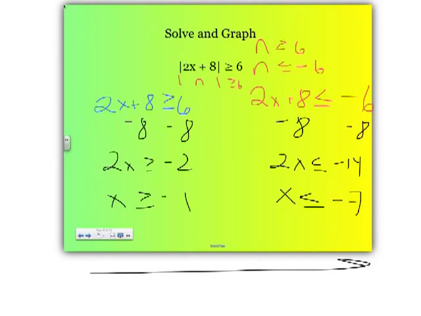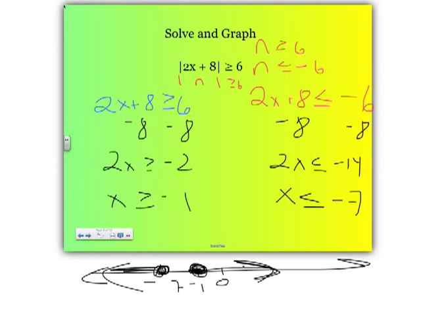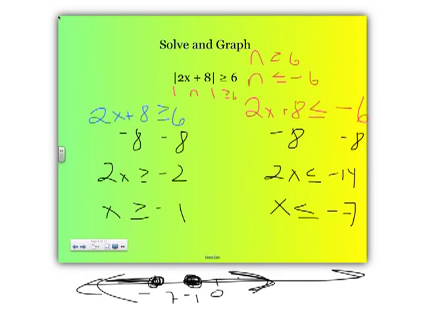So if I wanted to graph that, I would have 0, negative 7, negative 1. And x being greater than or equal to negative 1 will go that way. And x being less than or equal to negative 7 will go that way. And the way that we would write our solution is exactly the same as how we wrote it before. So you get the set of x, where x could be greater than or equal to negative 1, or x could be less than or equal to negative 7.